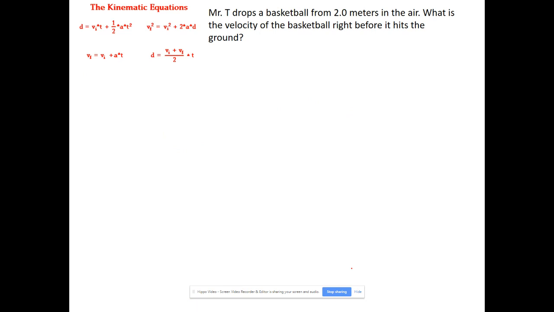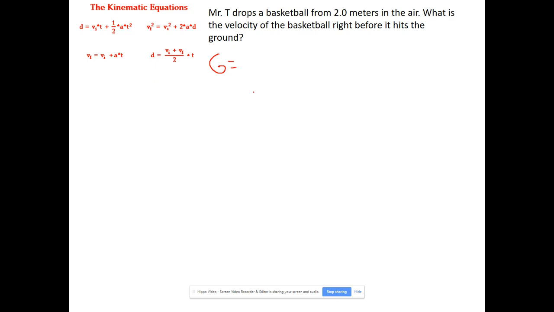Mr. T drops a basketball from 2 meters in the air. What is the velocity of the basketball right before it hits the ground? So take a minute, see if you can solve this on your own. Use the equations up here. Pick one, use GUESS, and see if you can solve.